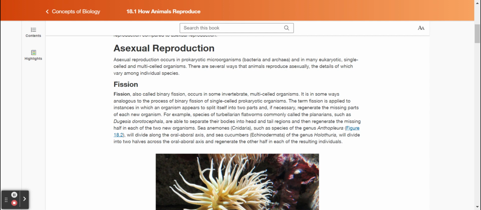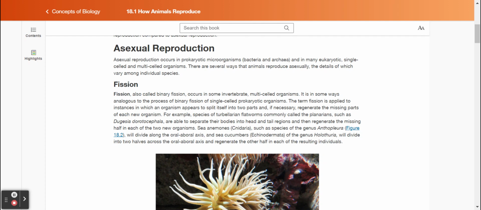The term fission is applied to instances in which an organism appears to split itself into two parts and, if necessary, regenerate the missing parts of each new organism. For example, species of turbellarian flatworms, commonly called the planarians, such as Dugesia dorotocephala, are able to separate their bodies into head and tail regions and then regenerate the missing half in each of the two new organisms.